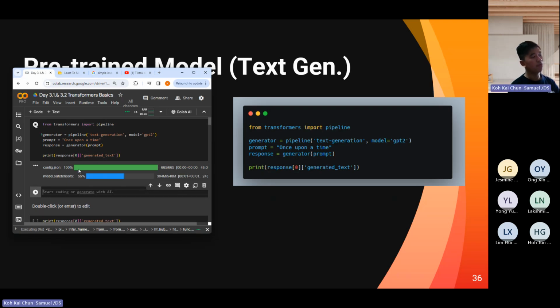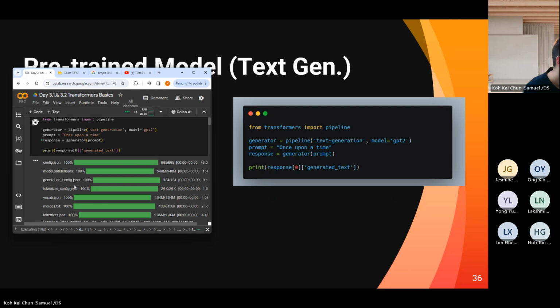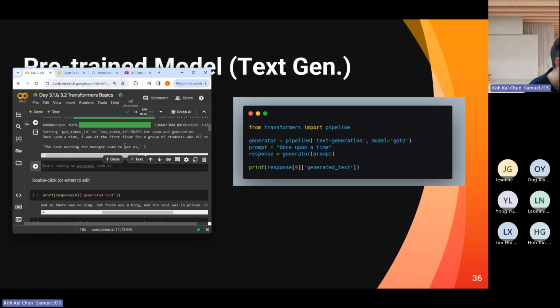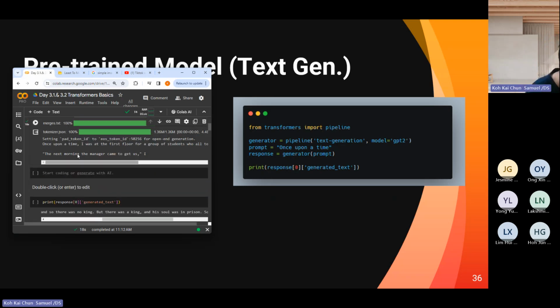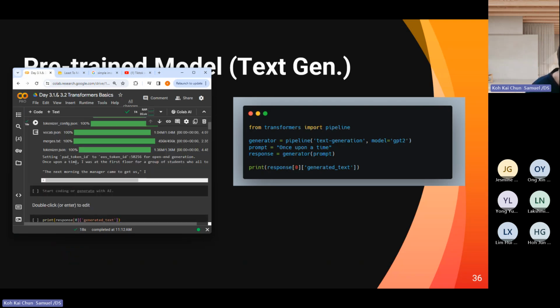So now it's trying to load the config.json as well as the model weights and the vocabs as well as tokenizers. So it's trying to generate things like this. Next morning, the manager came to us. Look at how just 1, 2, 3, 4, 5 lines of code could already generate meaningful responses for GPT-2 based on a prompt that we give it, "once upon a time", and then continue that story. So once upon a time, the next morning the manager came to get us. Simple. Oh no, once upon a time I was at the first floor. That is the next paragraph.